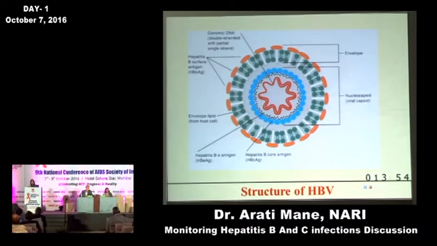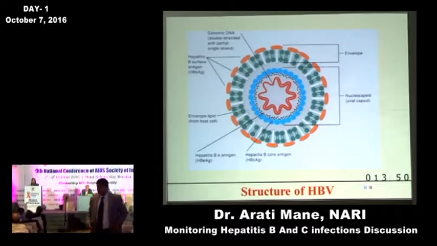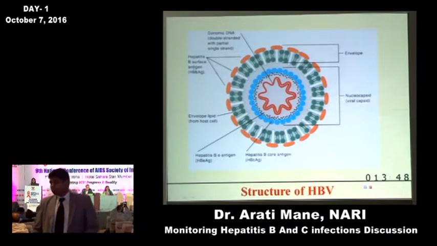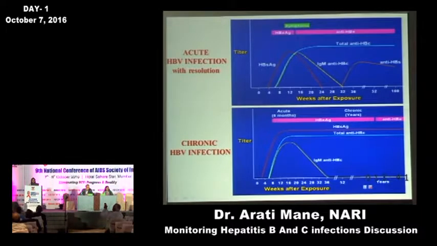Hepatitis B is a DNA virus, and the main antigens are the hepatitis B surface antigen, the core antigen, and the hepatitis B E antigen, which is a nucleocapsid antigen. Now let's quickly go over the course of the infections. What happens in acute infections?